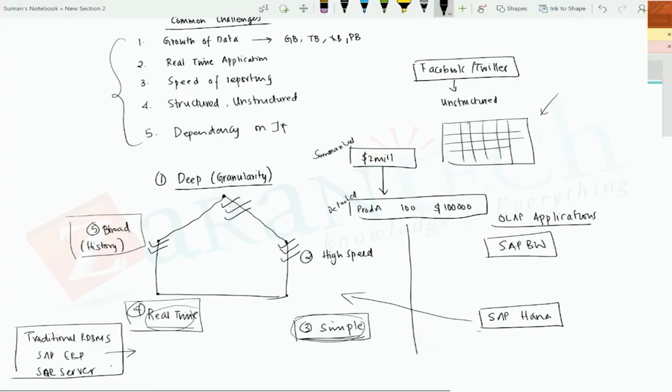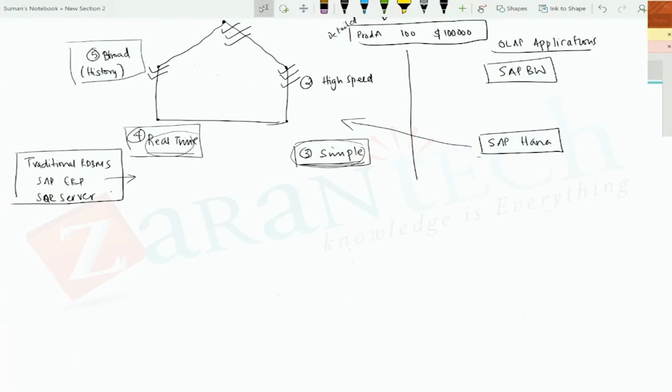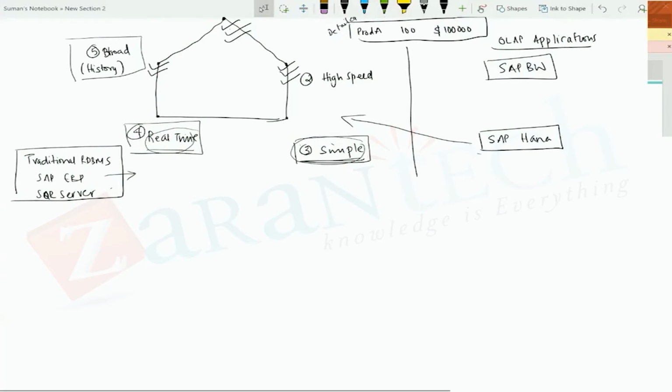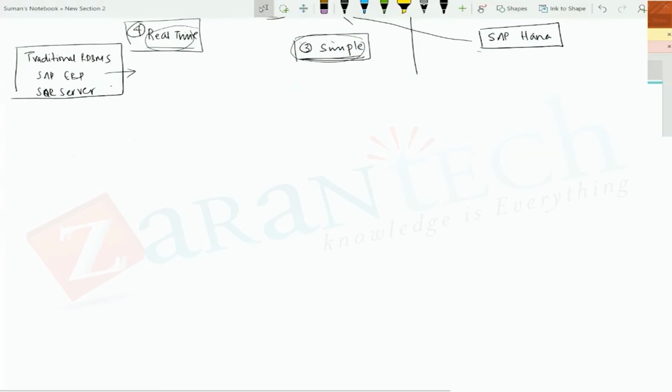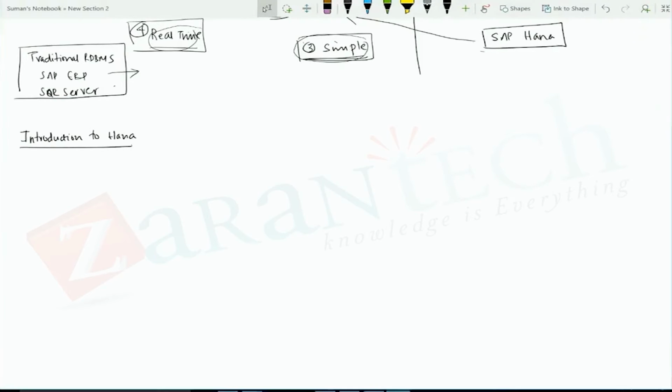Now that we have understood at a high level why SAP HANA has come into the marketplace, let's understand a little bit about what SAP HANA is all about. So that's what I'm going to be talking about now. Start with the introduction to SAP HANA. Before I do that, I'm going to take a pause and see if there are any questions so we can quickly handle those questions.